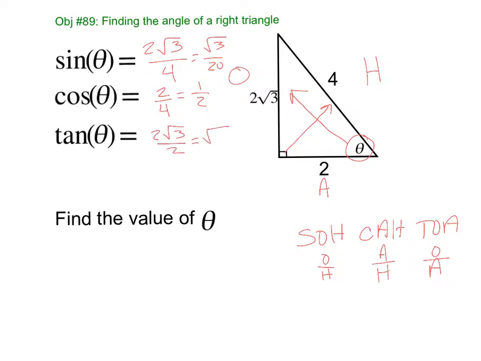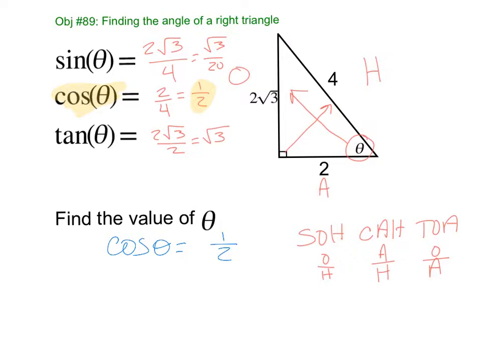Because you can pick any one that you want, which one of these looks the easiest? I think that this one's the easiest. So let's do cosine this time. It just kind of worked out that that's the only one we haven't done yet. All right, so cosine of theta equals 1/2. Or if you want to put 0.5, you can put 0.5.